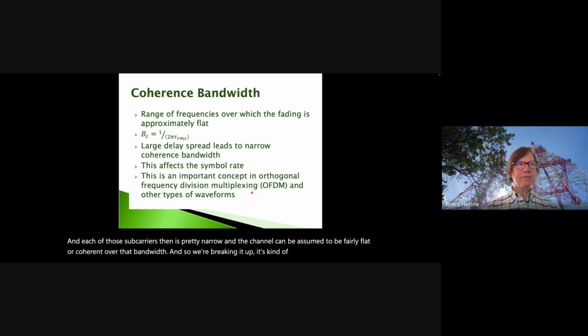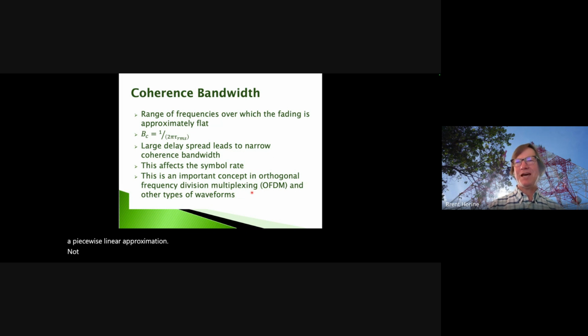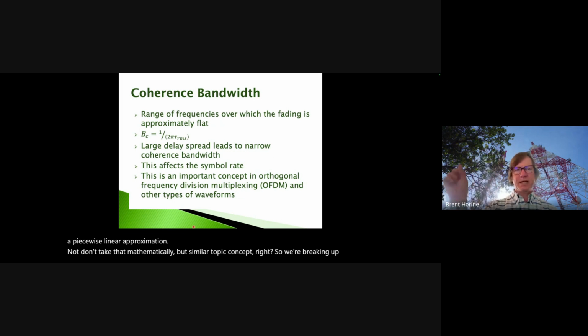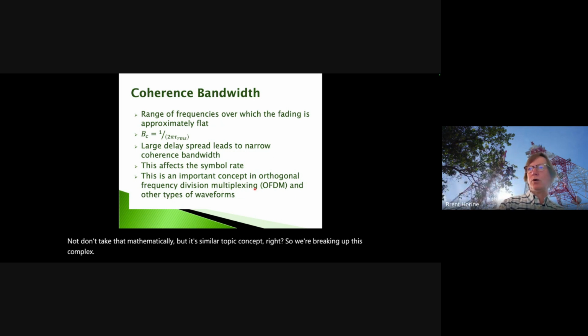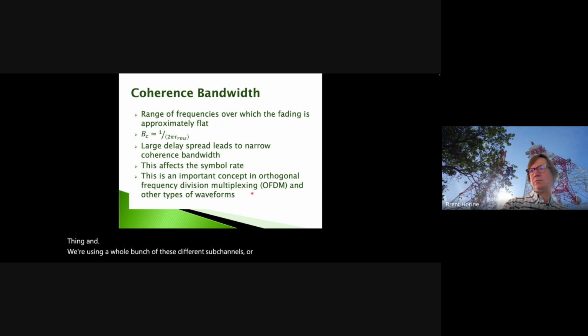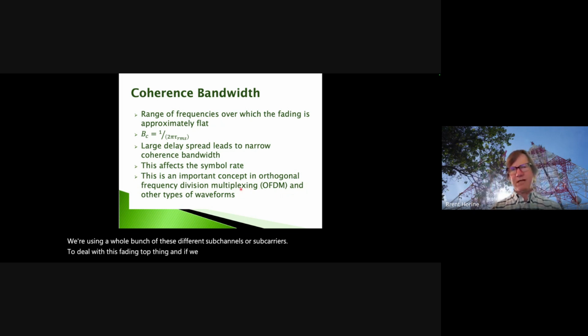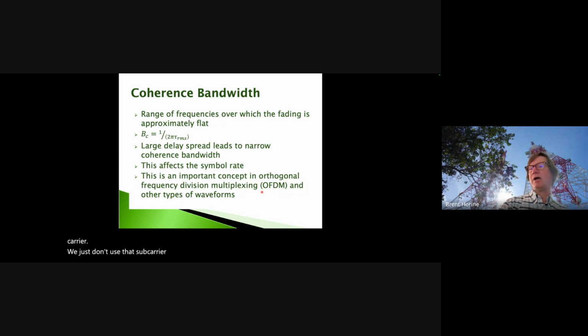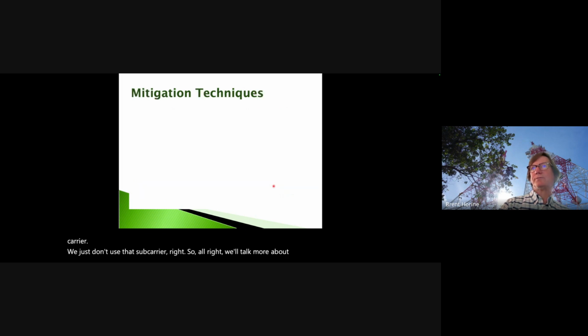It's kind of, crudely speaking, a piecewise linear approximation. Don't take that mathematically, but it's a similar type of concept, right? So we're breaking up this complex thing, and we're using a whole bunch of these different subchannels or subcarriers to deal with this fading. And if we get a particularly deep fade on a particular subcarrier, we just don't use that subcarrier, right? So, all right, we'll talk more about that when we get to that lecture.